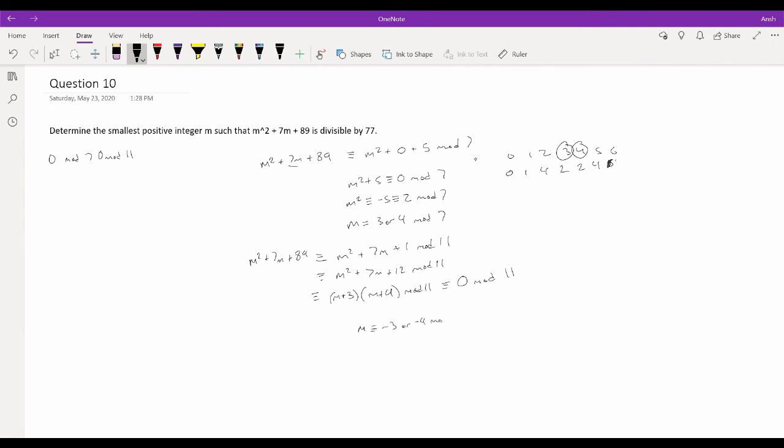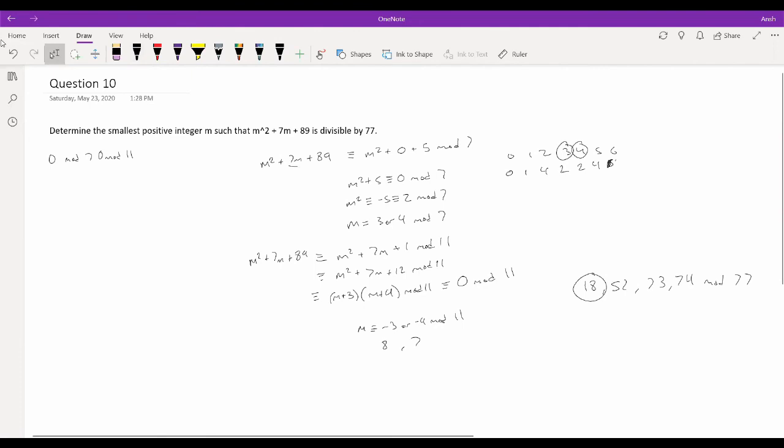Now, using Chinese Remainder Theorem, that means we have two possible mods in 7 and two possible mods in 11. So that leaves 4 distinct solutions in mod 77. If we were to try and figure this out, we can use our formula, but the solutions would just be respectively 18, 52, 73, and 74 mod 77. And we want to find the smallest one, so we would obviously take 18, and that would be our answer. m equals 18.